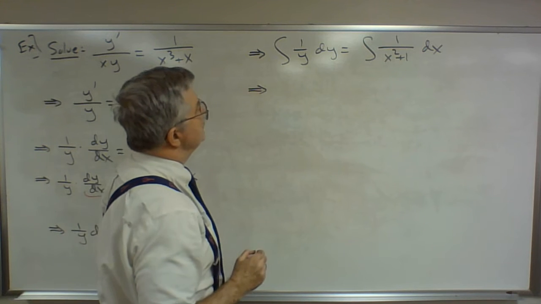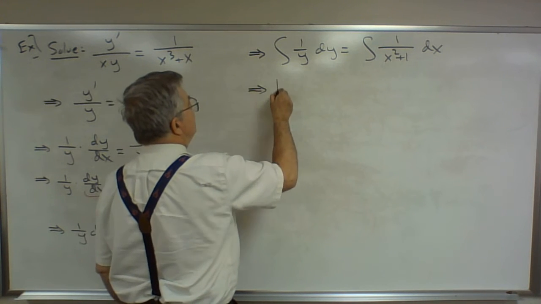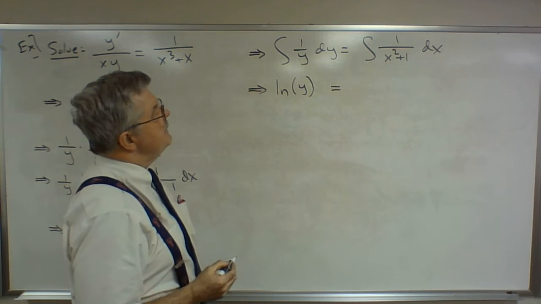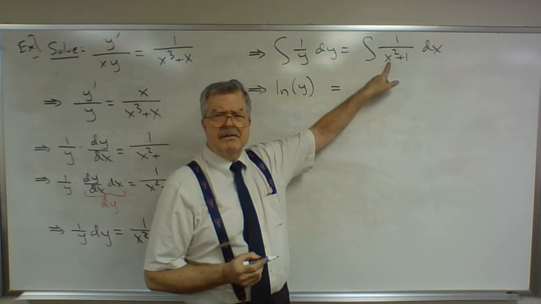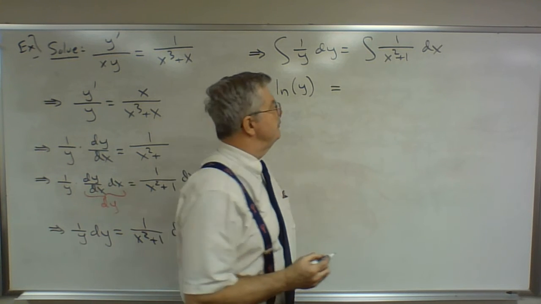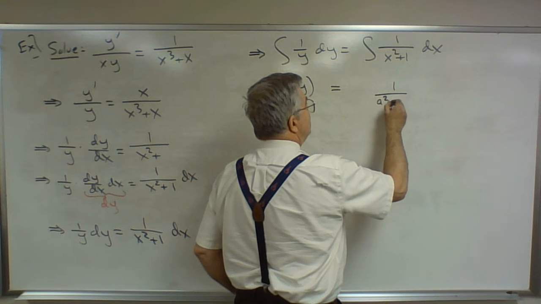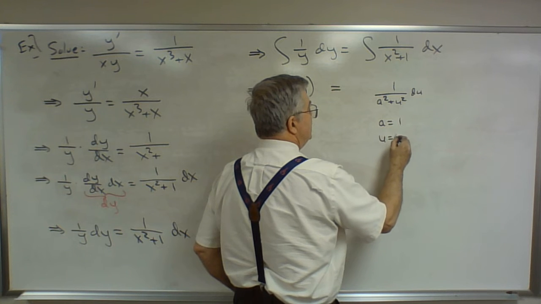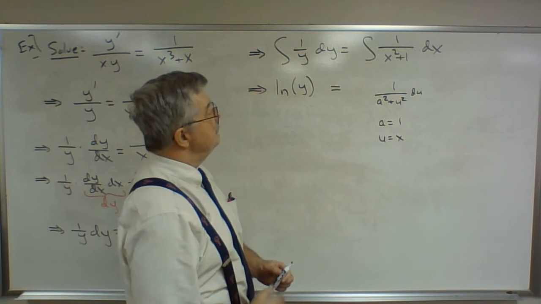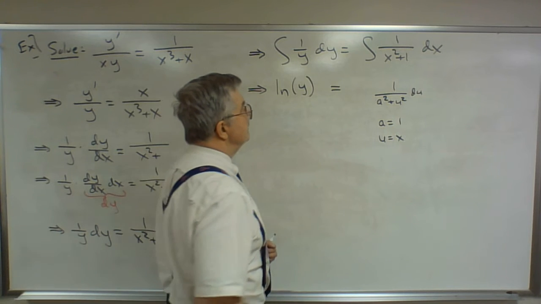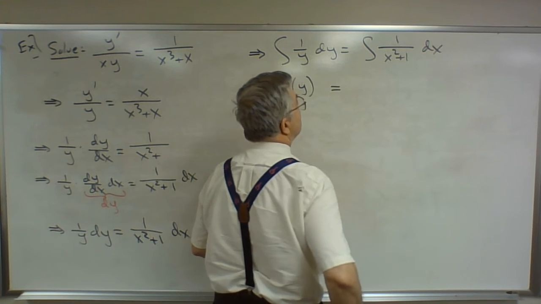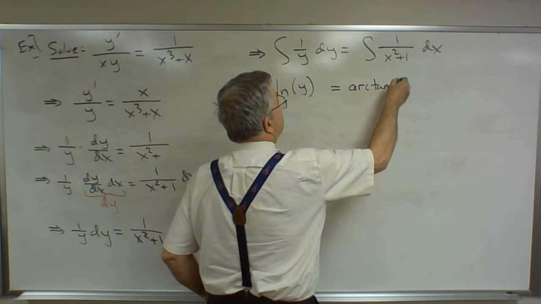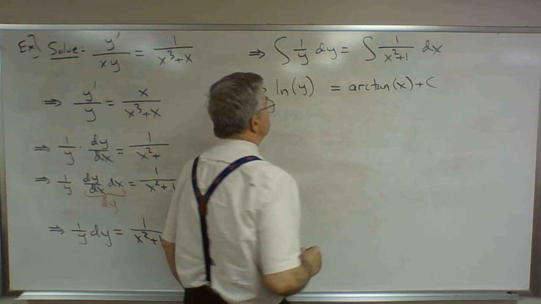And we're assuming x and y are positive, so I'm going to integrate this and get natural log of y. And over here, see, this is just essentially 1 over a squared plus u squared du, where a equals 1 and u equals x. So this is just going to be arctangent of x, right? Plus some constant.